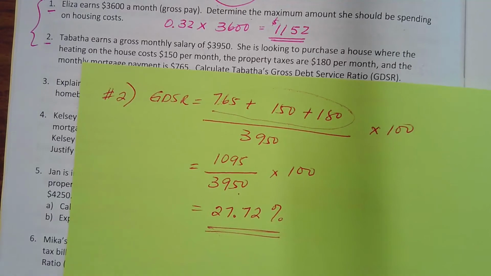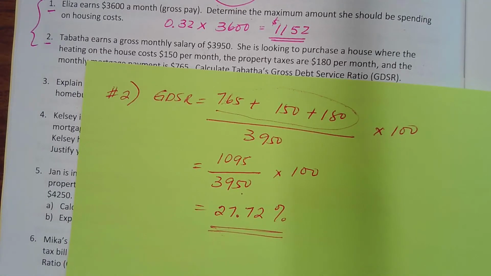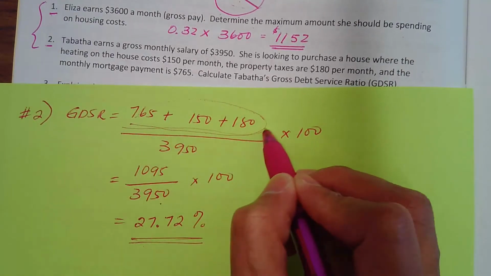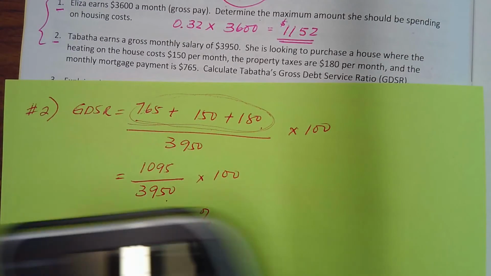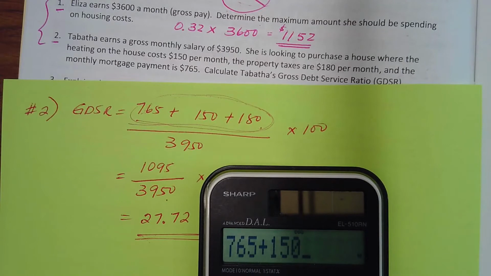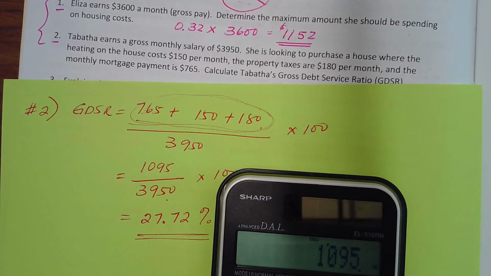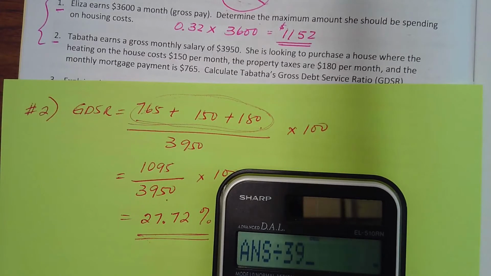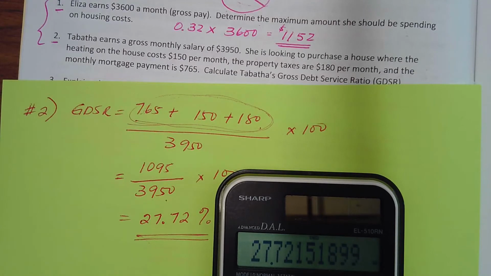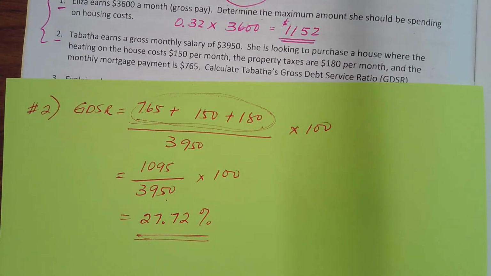Do you think that's a good thing? Yeah, it's under 32%. So we're going to follow the order of operations here. Add up all the expenses, divided by 3,950, and times it by 100. Did everybody get that amount? 27%? About 37? I don't know how that happened, but I figured it out. Oh, okay, good. I'm glad.